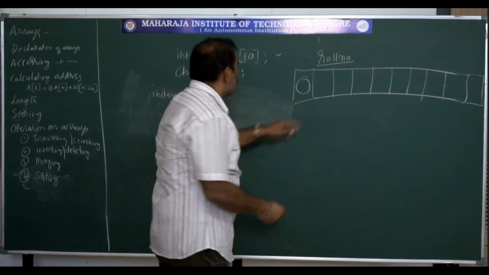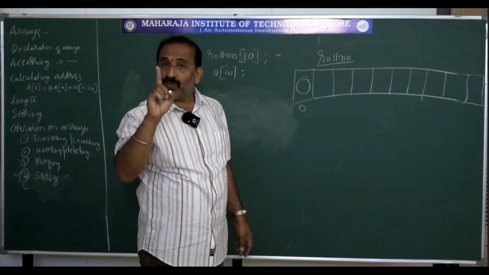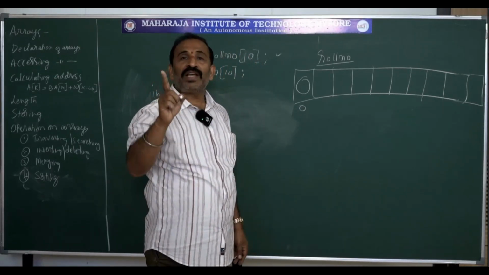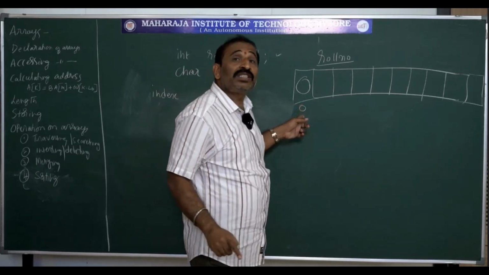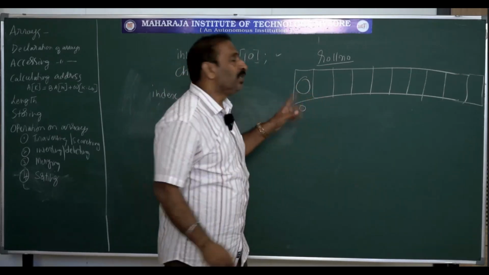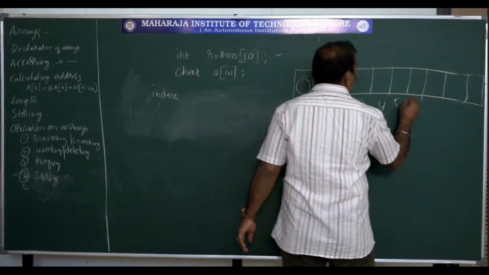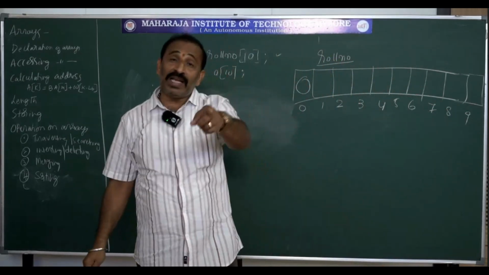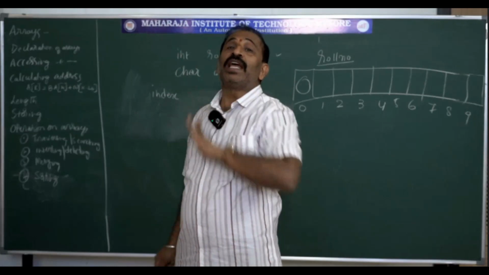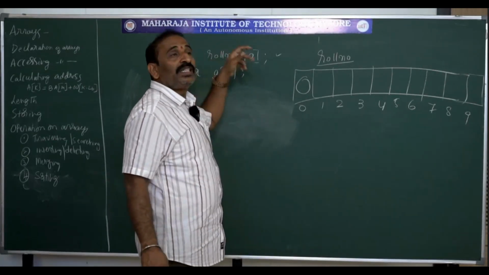So this is called the zeroth element. Please observe this carefully. It doesn't start with 1. In case of an array, it always starts with 0. This is the zeroth index. 0, 1, 2, 3, 4, 5, 6, 7, 8, 9. 0 to 9, it means it is 10 elements. 10 integers.